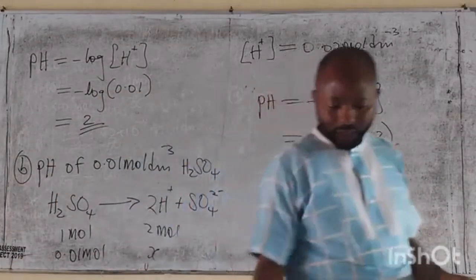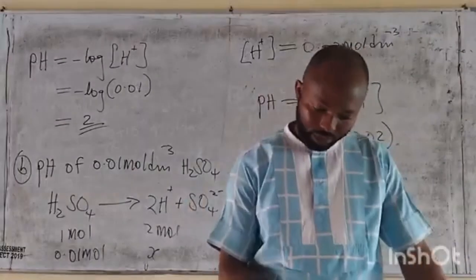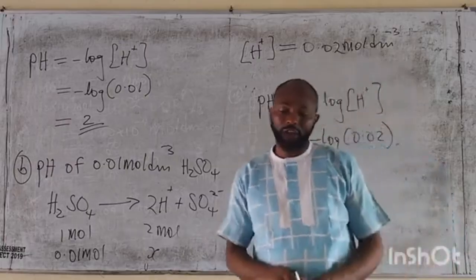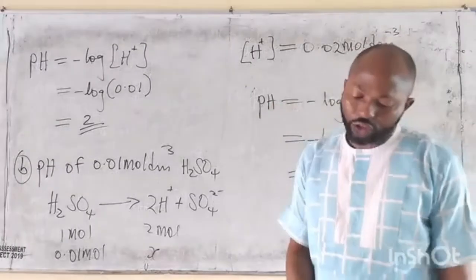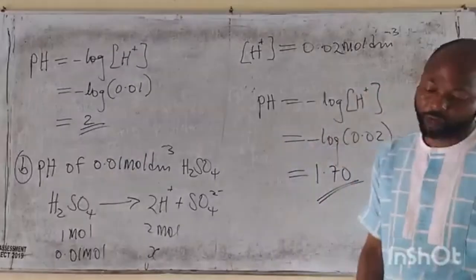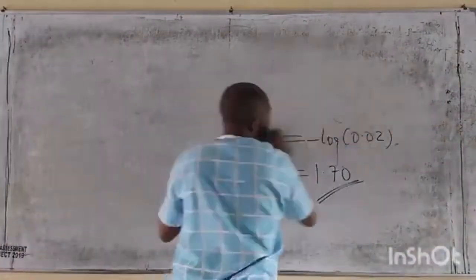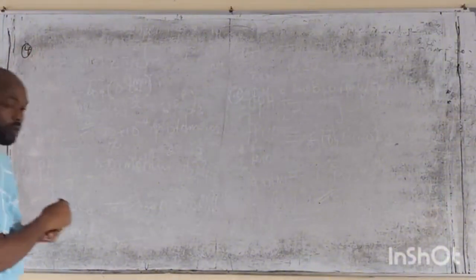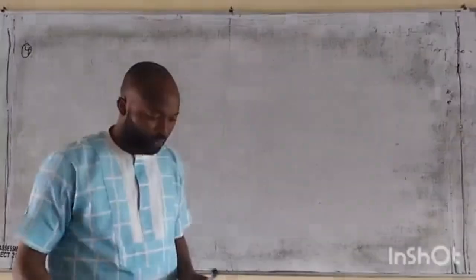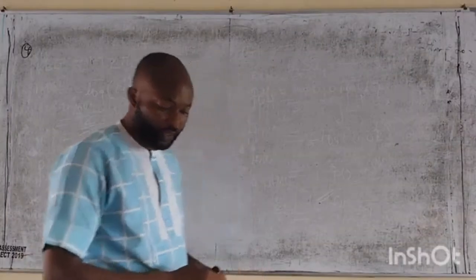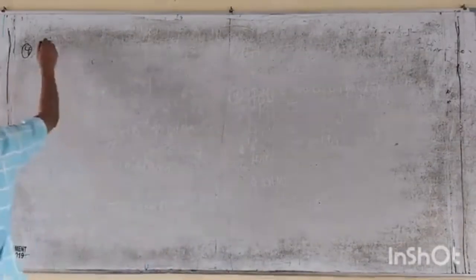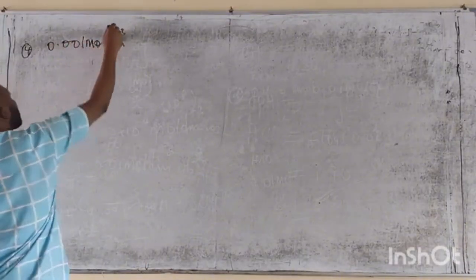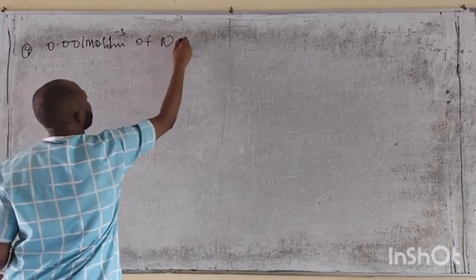Let's take another question. Question number 4. Calculate the pH of a solution containing 0.001 mole per dm cube of sodium hydroxide.